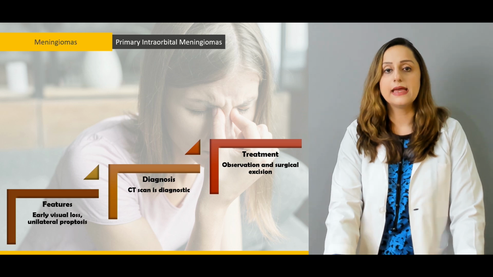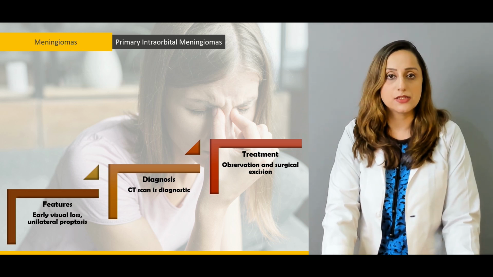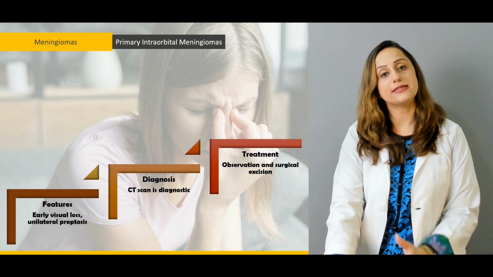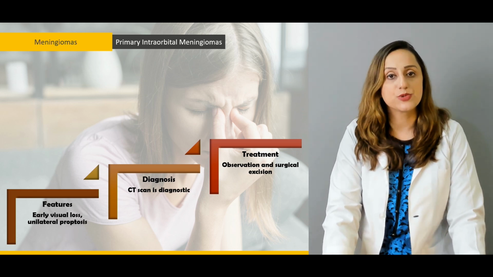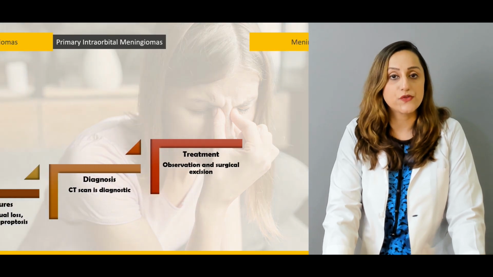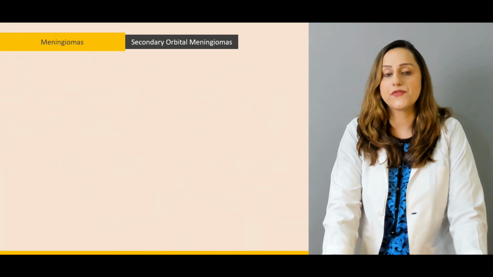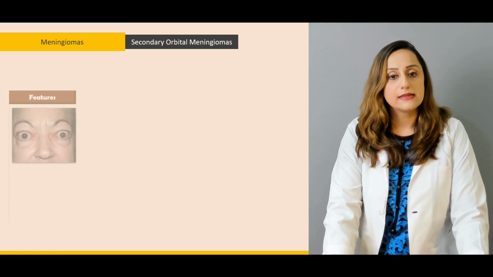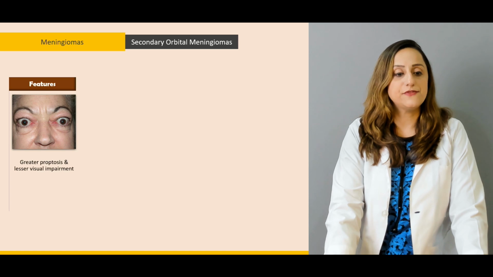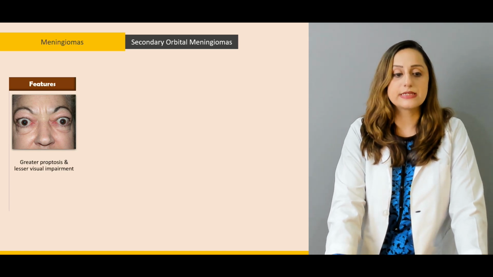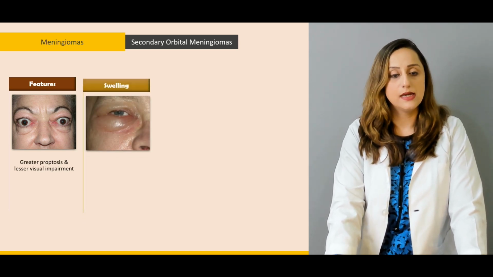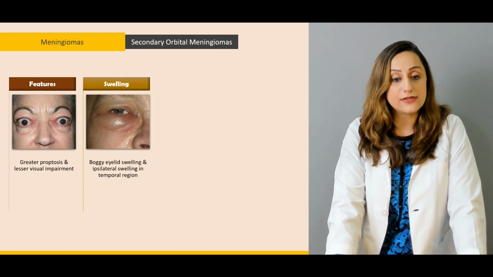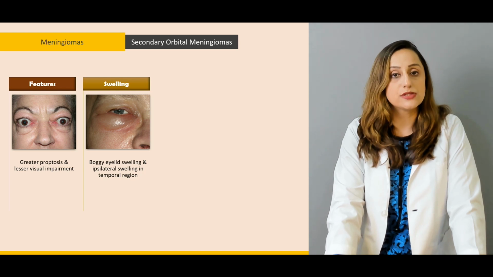So obviously, as we have already learned through this complete discussion, the surgical excision is the mainstay when we have diagnosed a person to be suffering from any sort of tumor. And then you give chemotherapies and radiotherapies depending upon the cases. The secondary orbital meningiomas have the features of greater proptosis and lesser visual impairment. The swelling is going to be a boggy eyelid swelling, and ipsilateral swelling in the temporal region is also noted in these patients.